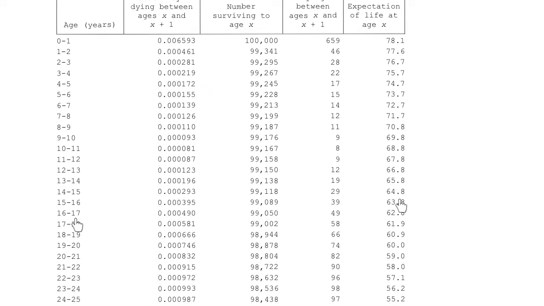So let's say you're 21. You look over here, and don't read it like, what? I'm only going to live to 58? That's not what it means. It means you've got 58 more years left at this point. Okay, so that's average.